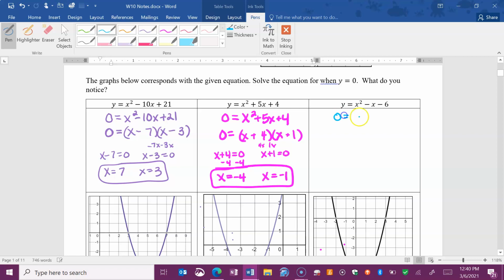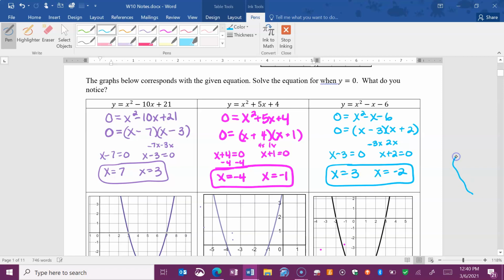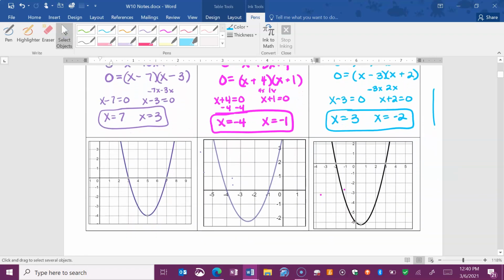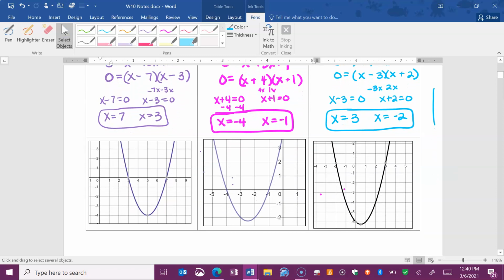And this last one, when I set equal to 0, my next step would be to factor. I'm going to try x and x. I'm going to try 3 and 2. I have 3x and 2x in the middle. I want it to be negative, so it looks something like that. When I set x minus 3 equal to 0 and x plus 2 equal to 0, I get positive 3 and -2. So now I want you to look at the graphs of these, okay, and see if there's any correlation. See if you notice anything about these x values and your x values there.